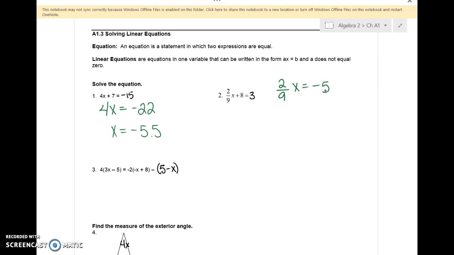Multiply by the denominator, and then you'd have to divide by the numerator, or you can do that in one step by multiplying both sides by the reciprocal. On the left side, 9 times 2 is 18, 2 times 9 is 18, so you'd have 18 over 18, which is 1.